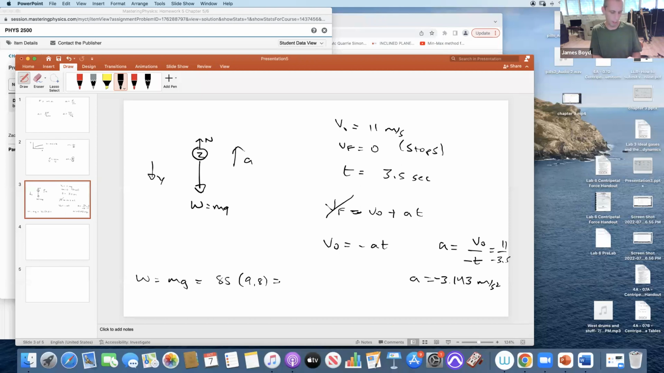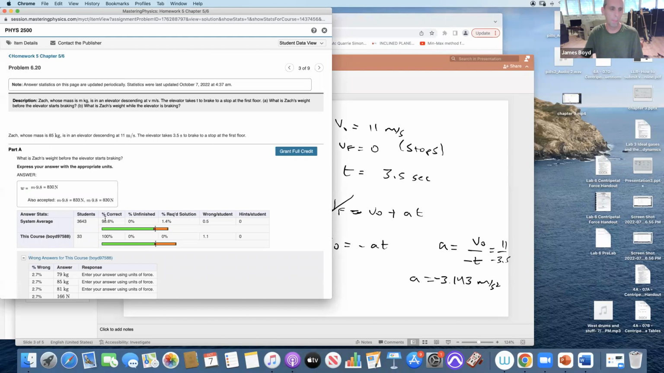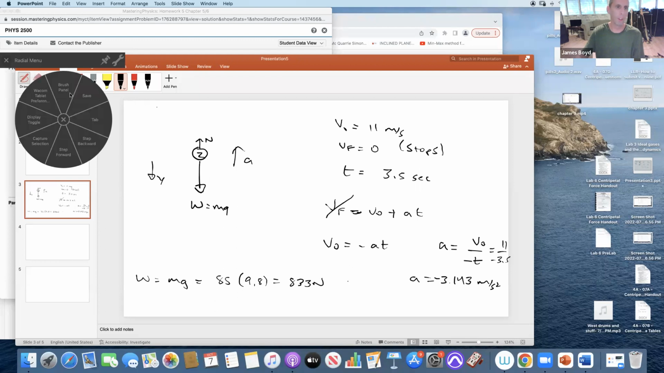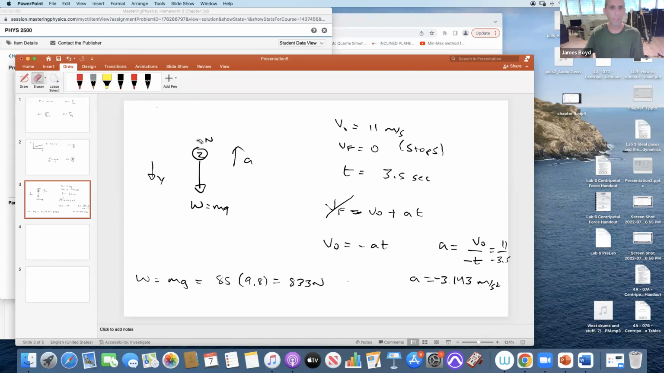So 85 times 9.8 is 833 newtons. Remember that weight is your mass times gravity. However, while this thing starts to brake, we're going to ignore the normal force because it's internal to the elevator, and we'll take the whole thing. So what we get here is that MA is equal to mg, sorry, I did that wrong.